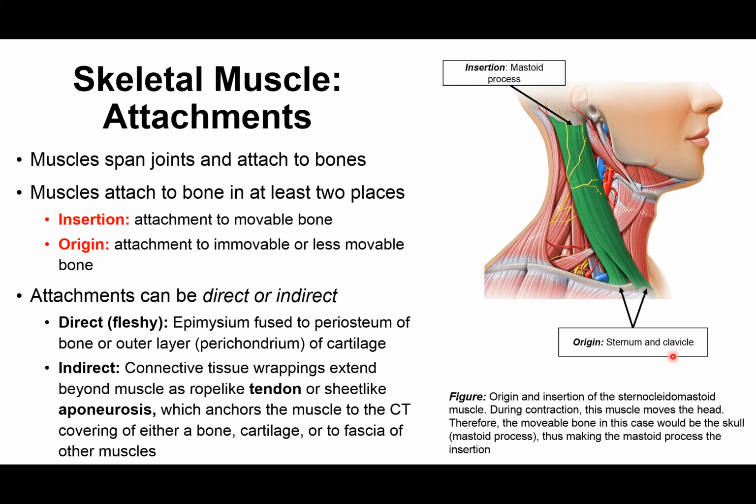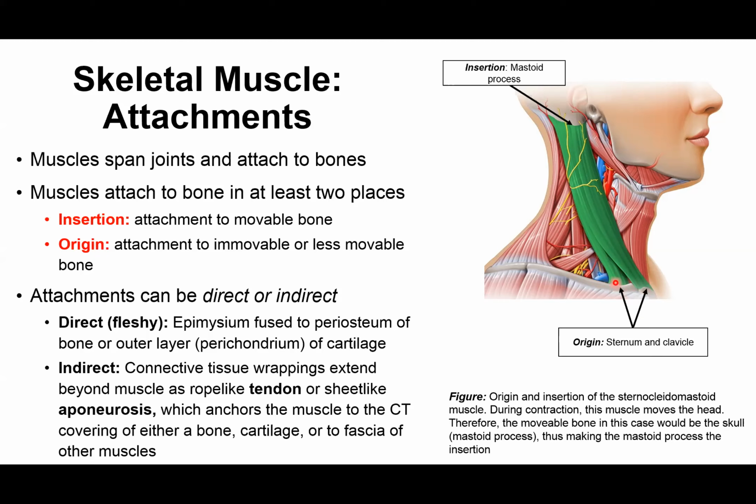The origin of the sternocleidomastoid happens to be the sternum, which is where we get the sterno, and the clavicle, which is where we get the cleido in sternocleidomastoid. All right, so these are the origins because these two bones, whenever we contract this muscle, aren't really moving. Their purpose is just to kind of stay put and anchor this side of the muscle down.